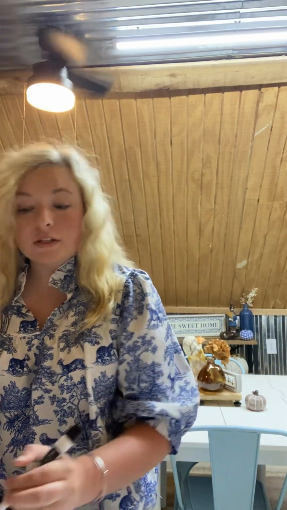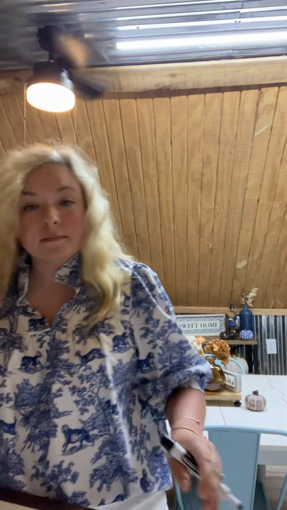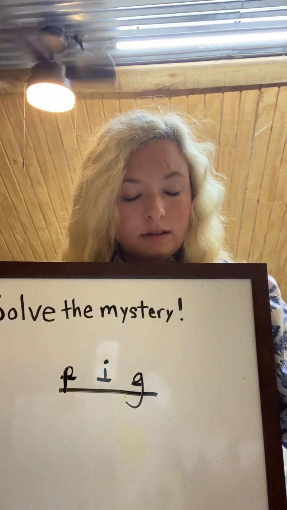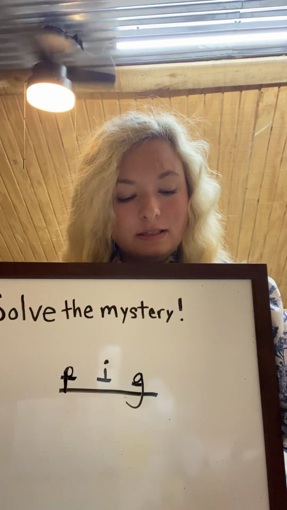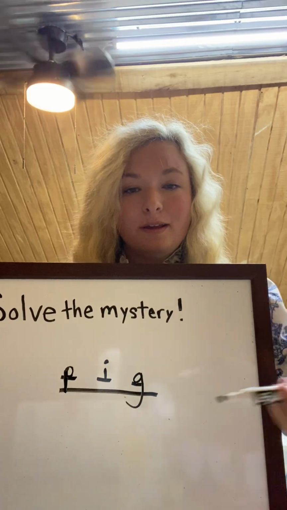We're getting very close. What were our first two? P, I, and G. What letter makes the sound G? G. Great job. I think that we've cracked the code and solved the mystery. Let's see what our last clue is. Our last clue is, what's the word?